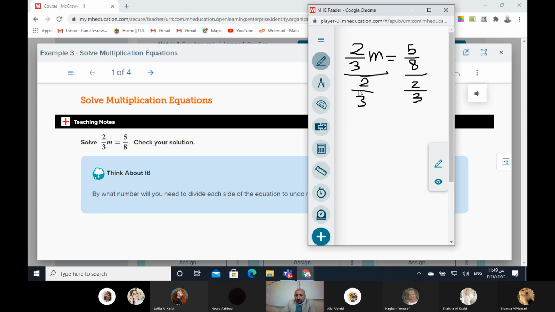2 over 3 divided by 2 over 3 will be what? Will be 1. 1m means m. Now here we have 5 over 8 divided by 2 over 3. When we want to divide a fraction by a fraction, we have a rule. The rule says keep the dividend. So write here 5 over 8. Then change the division to multiplication. Then find the reciprocal of the divisor. Here we have 2 over 3, which will be 3 over 2.